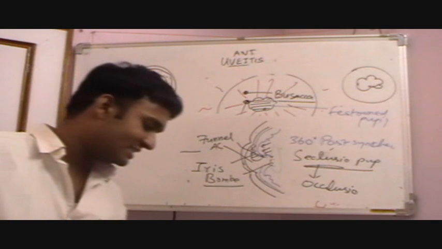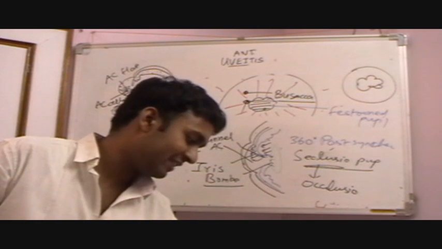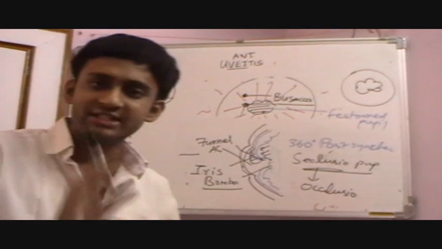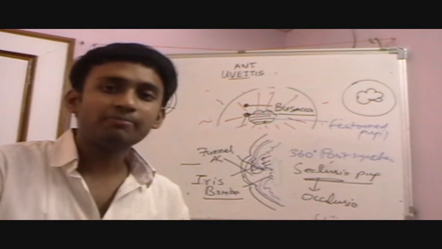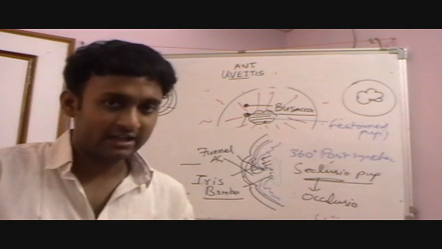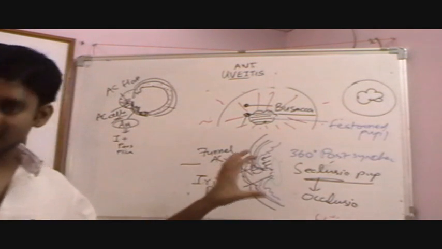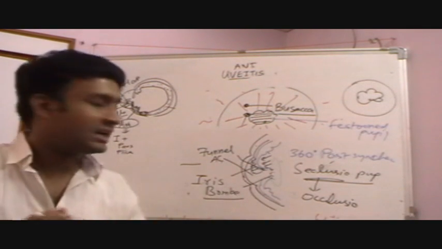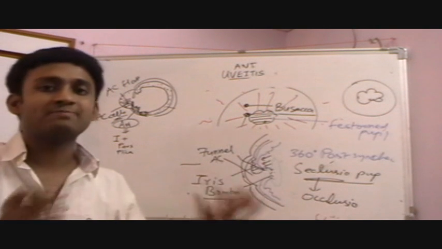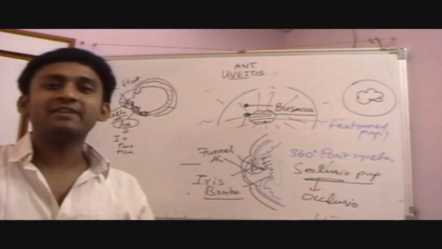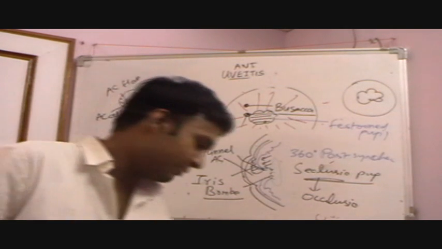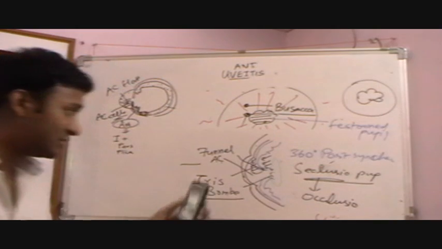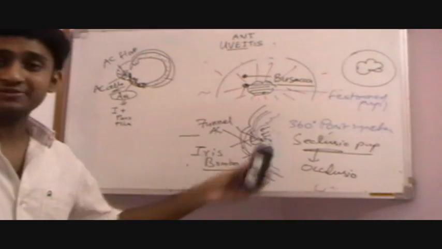Now, the treatment aspect of the anterior reactions is very, very easy. Topical steroids are the drug of choice. You can also give atropine. Atropine is a mydriatic, so it is going to cause mydriasis. It is also a cycloplegic. It is going to relieve the cyclospasm, thereby helping in accommodation. And it increases the uveal blood flow also. So these are the important points about atropine. Also it prevents the formation of synechiae.